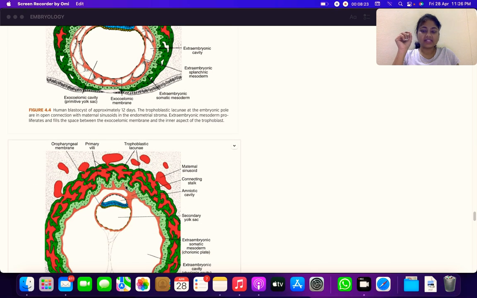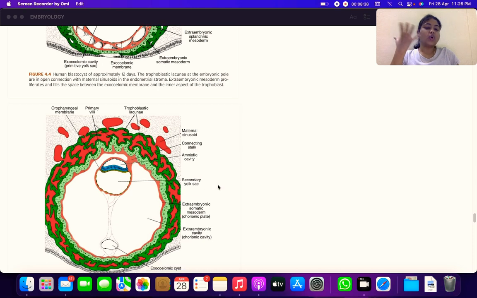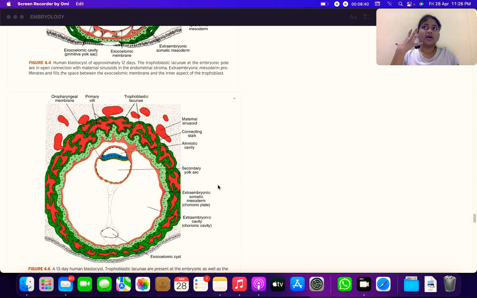So after this extraembryonic cavity expands, the primitive yolk sac will appear reduced in size. This is called the secondary yolk sac. Yolk sac is named so not because it contains yolk or something like that. It is a site of erythropoiesis in the fetus.